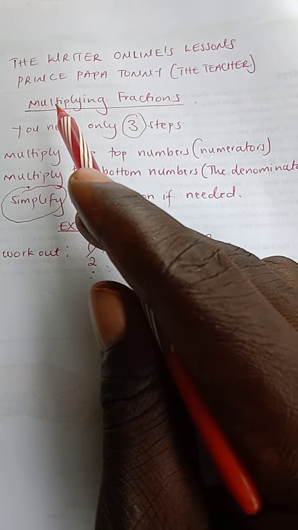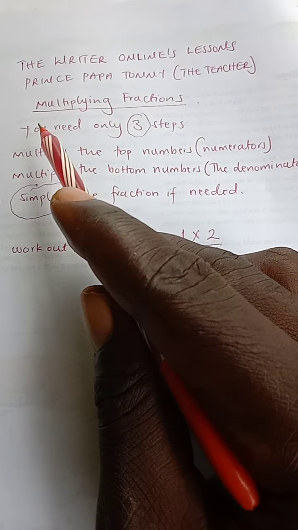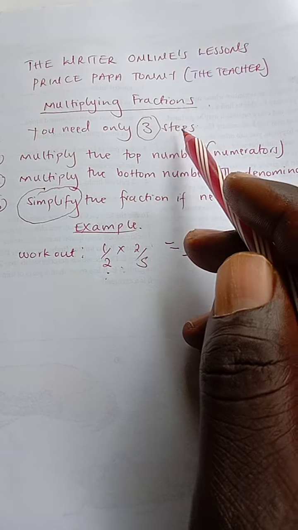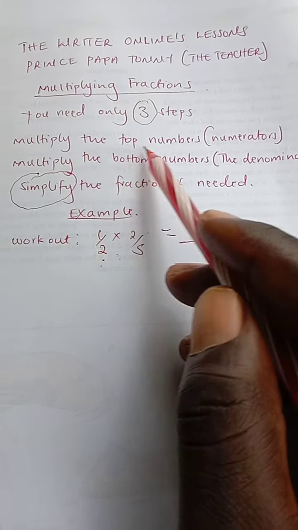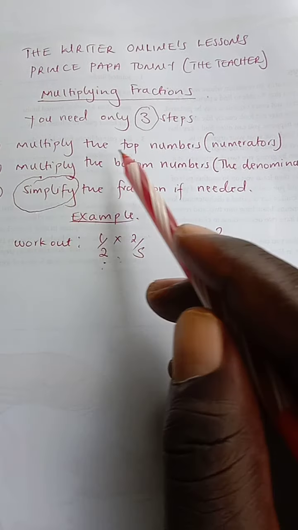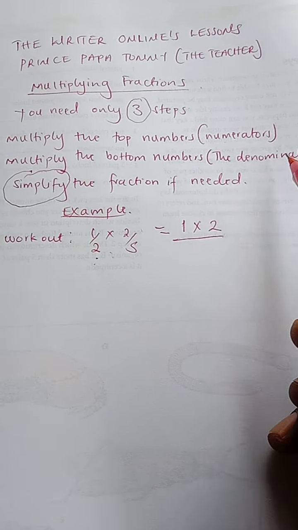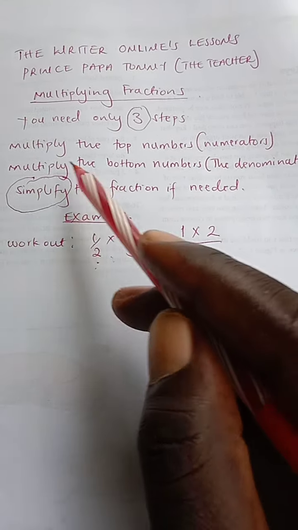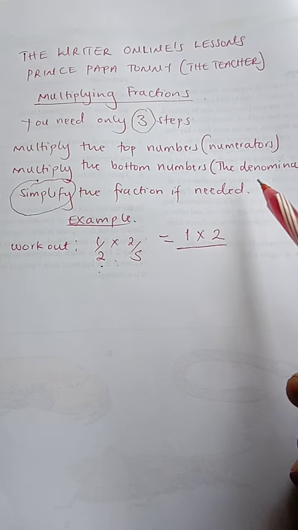Today I want to look at multiplying fractions. What do you need? You need only 3 steps. The first step, multiply the top numbers, call them the numerators. Two, you need to multiply the bottom numbers, call them the denominators. And then three, you need to simplify the fraction if needed.